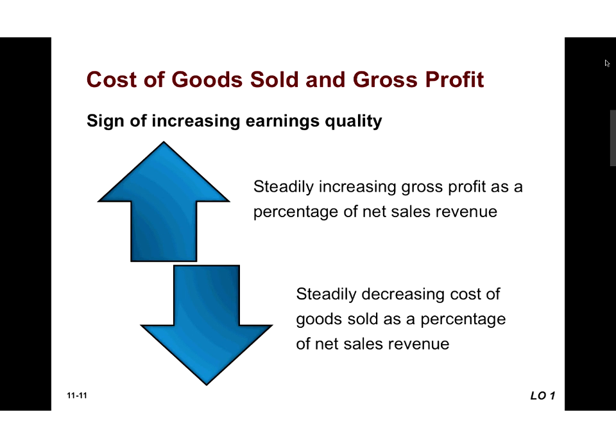The next component of earnings quality is the cost of goods sold and gross profit. These are listed together because they are interrelated. If you have revenue, you subtract cost of goods sold, you will end up with gross profit. So what we would like to see with companies is that cost of goods sold as a percent of net sales goes down, and that gross margin or gross profit as a percent of sales goes up.